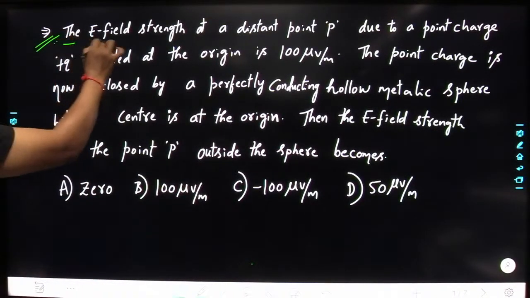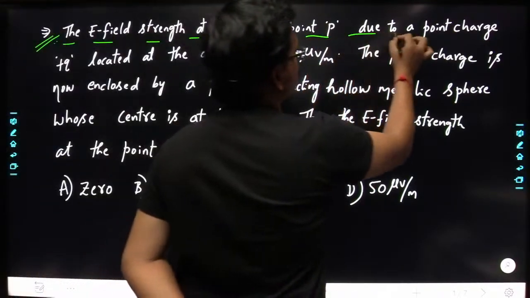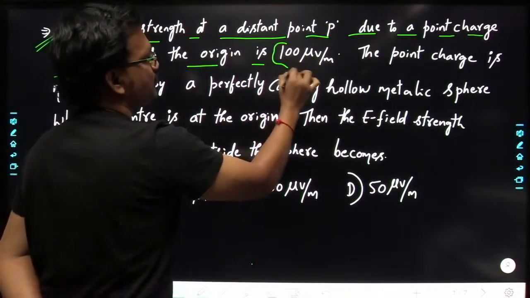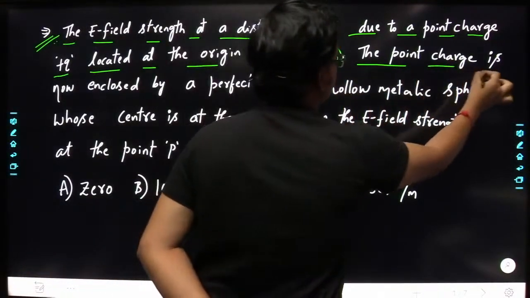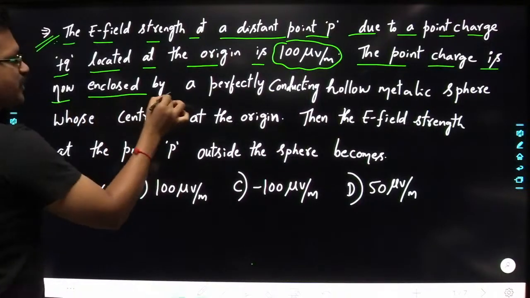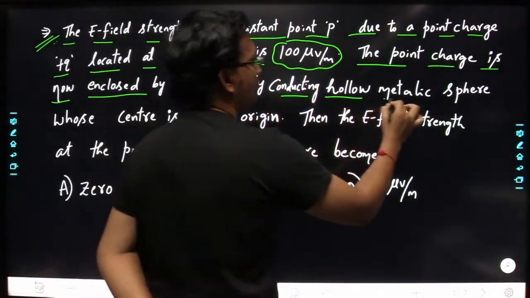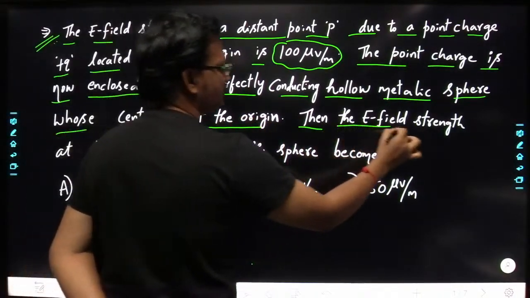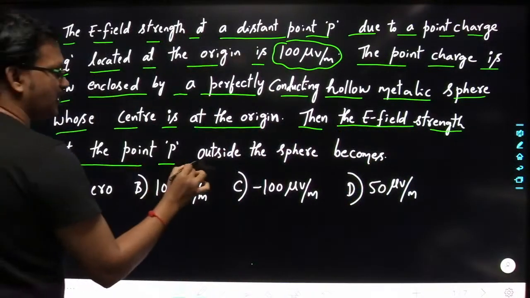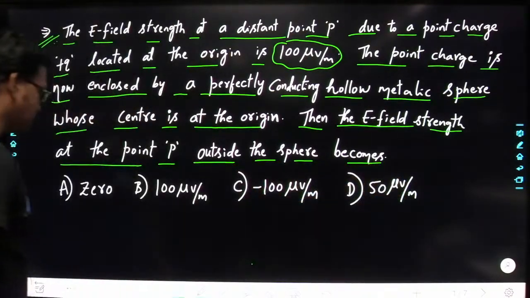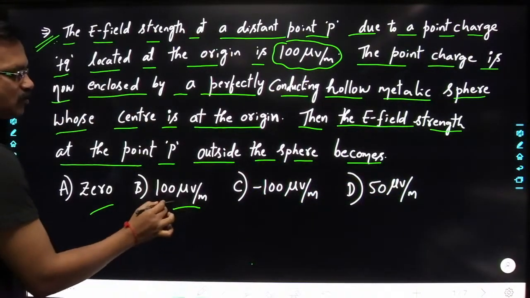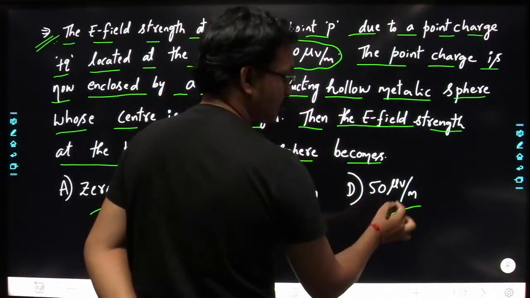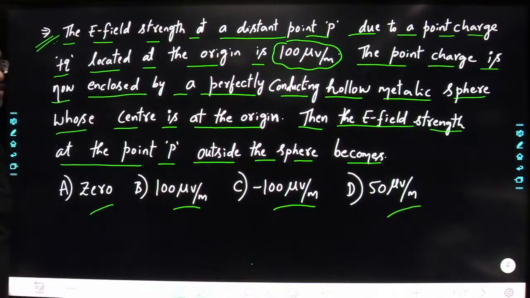The electric field strength at a distant point P due to a point charge plus Q located at the origin is 100 microvolt per meter. The point charge is now enclosed by a perfectly conducting hollow metallic sphere whose center is at the origin. Then the electric field strength at the point P outside the sphere becomes: option A, 0; option B, 100 microvolt per meter; option C, minus 100 microvolt per meter; option D, 50 microvolt per meter. So, what is the answer here for this question?